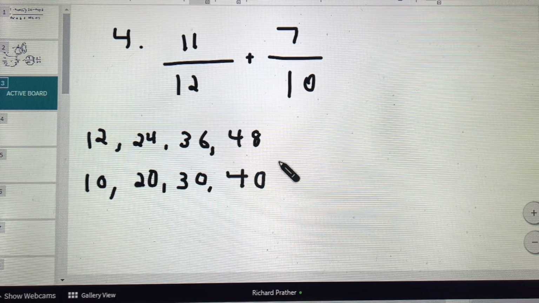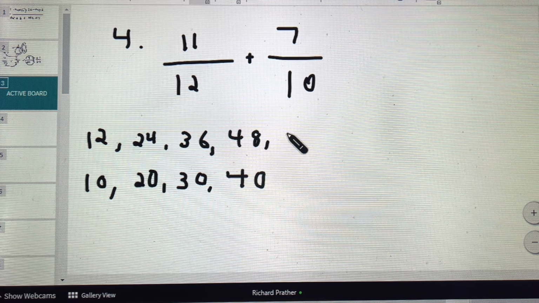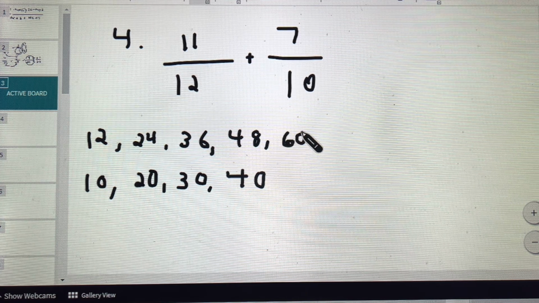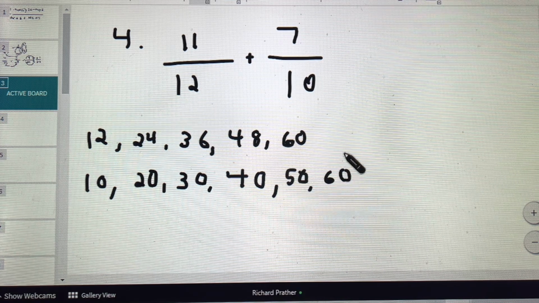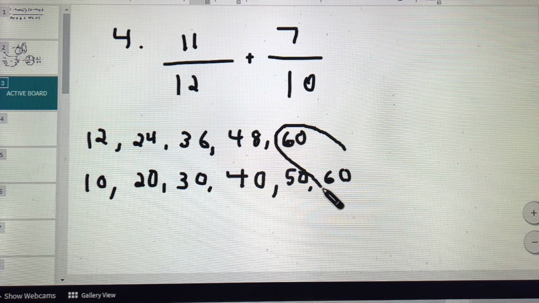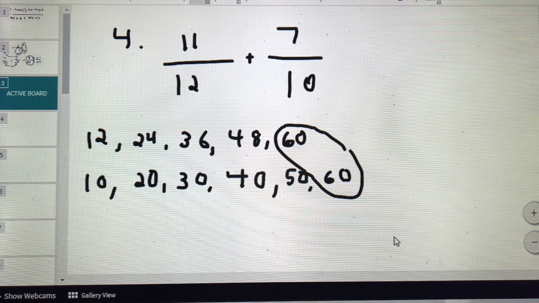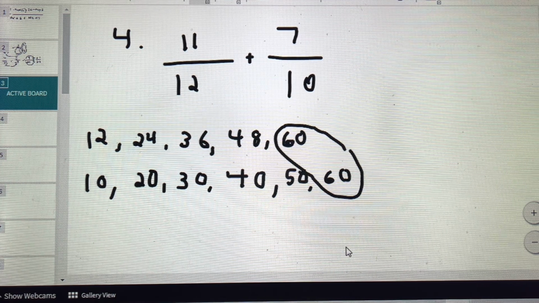So I don't have any in common yet. Keep going here. Add 12 up here, you'll get 60. Add 10 here, 50. Add 10 again, 60. There it is. 60 is the least common denominator. Now that can get hard if the numbers are larger, or if it's just hard to add a certain number to itself over and over again.